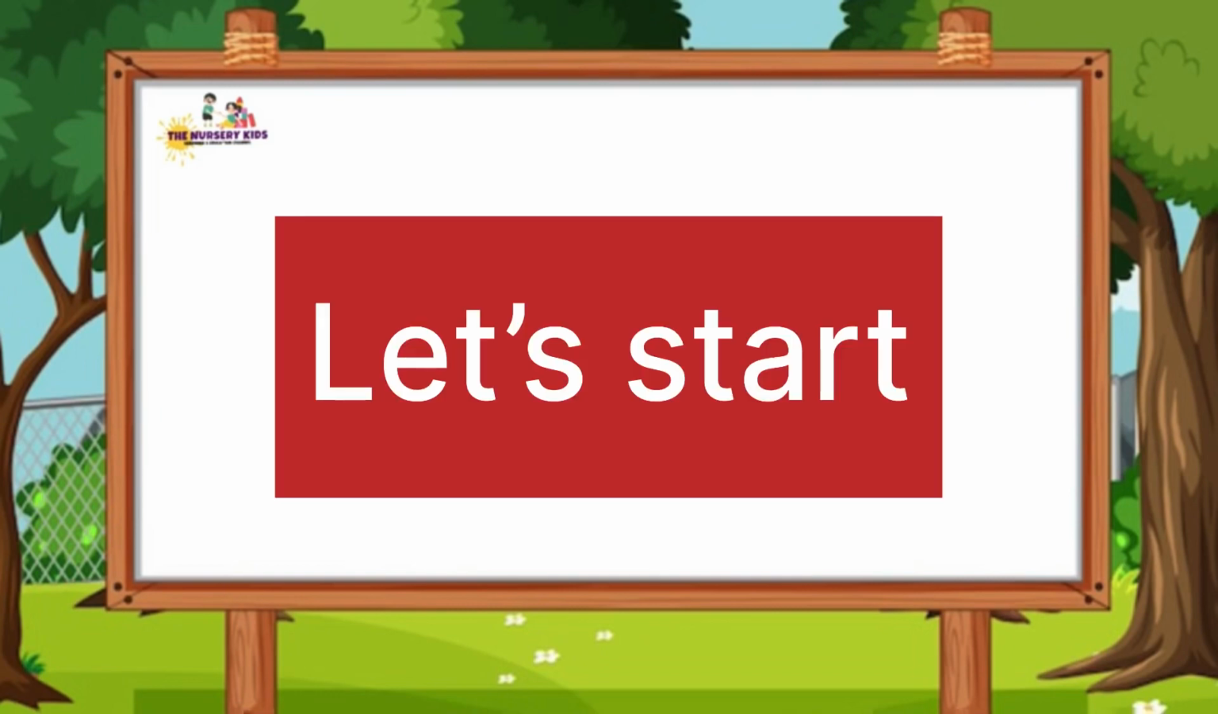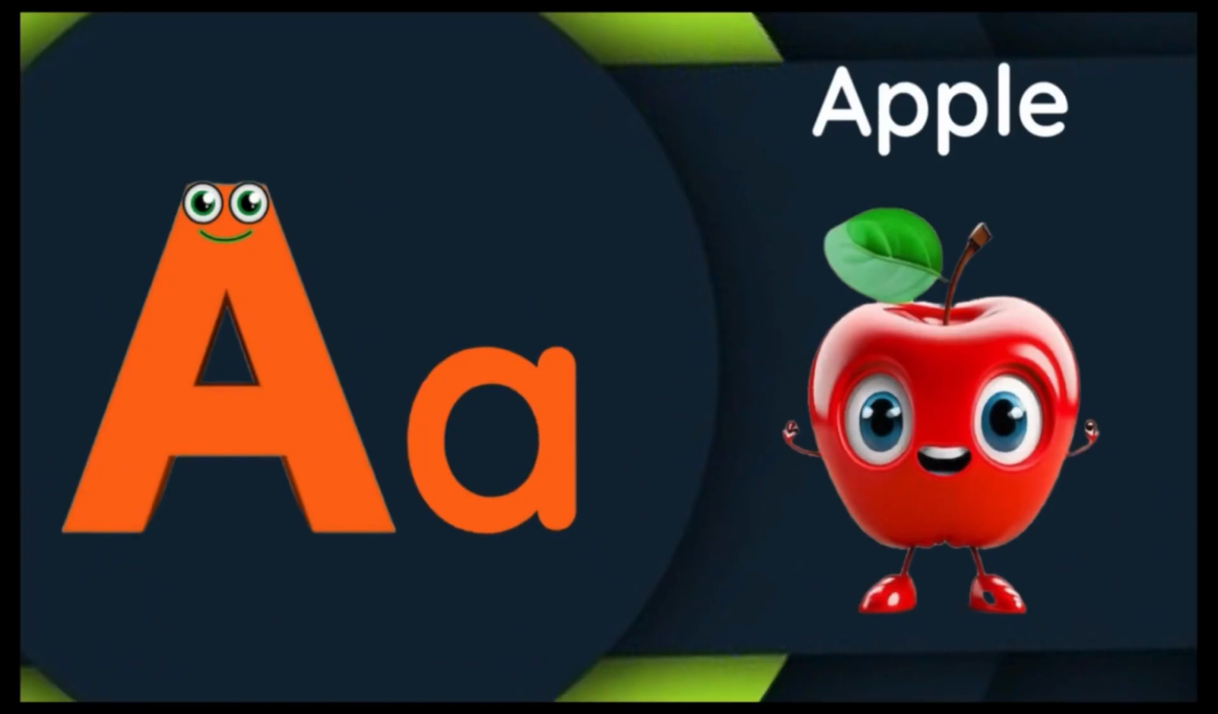So let's start. A is for apple. A apple. A is for apple. A apple. A double P L E apple. A is for apple. A apple.